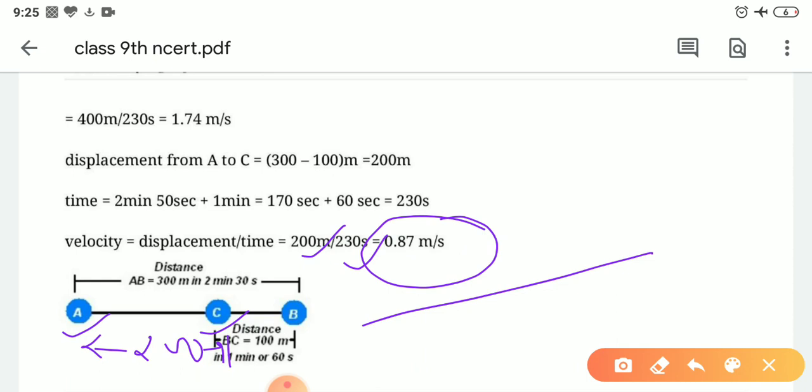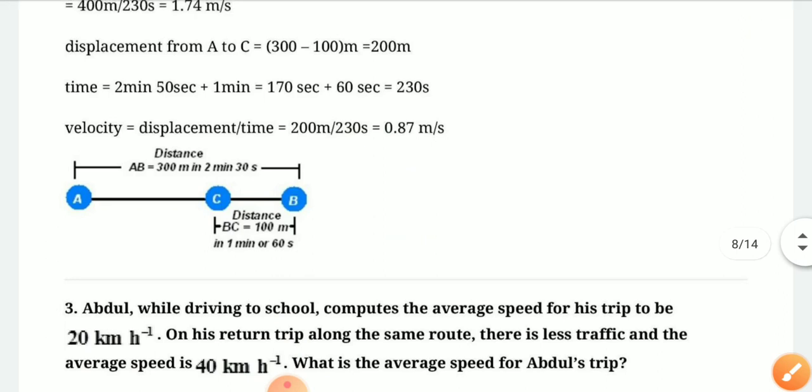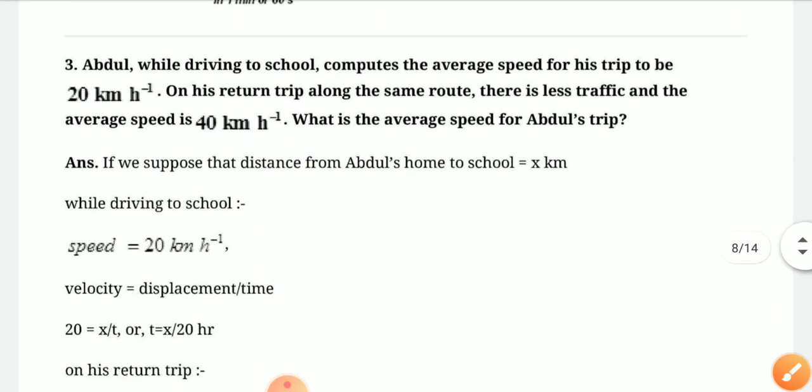Very important. When we have to find average speed, we write the formula total distance upon total time. When we have to find average velocity, that will be total displacement upon total time. And what is distance? The total path covered by any body is called distance. And what is displacement? The minimum or shortest path from initial point to final point is called displacement. So we will solve this question like that. Okay, now move to question number 3.